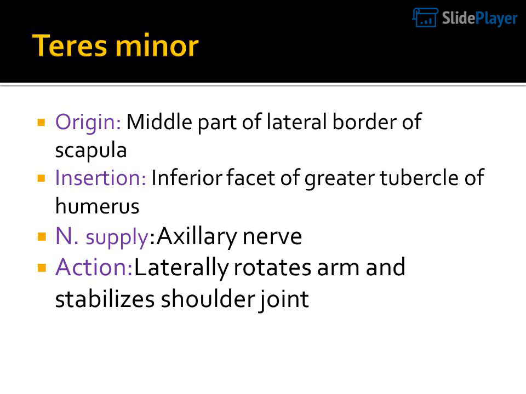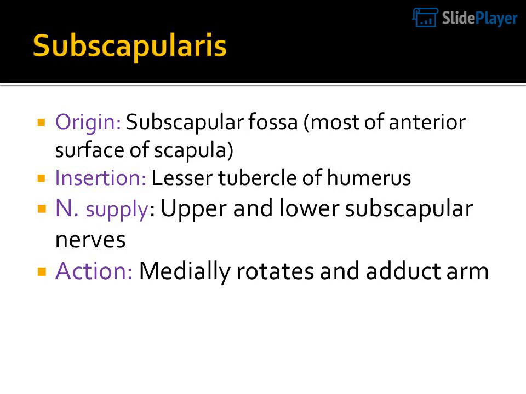Teres minor, supplied by the axillary nerve. Origin: middle part of lateral border of scapula. Insertion: inferior facet of greater tubercle of humerus. End supply: axillary nerve. Action: laterally rotates arm and stabilizes shoulder joint.